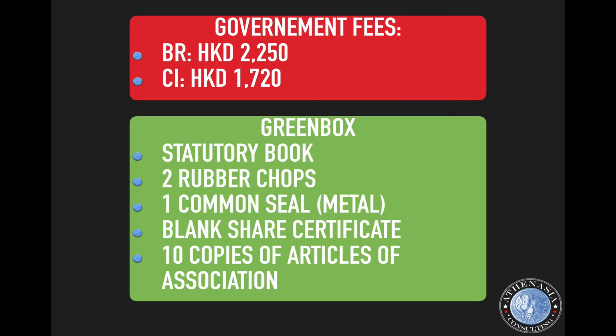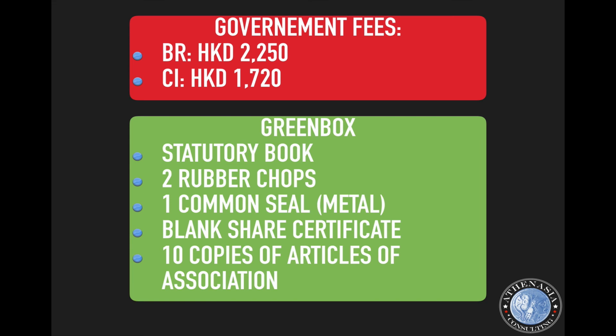So what you have inside: a statutory book. You have 2 rubber chops. You have 1 common seal. It's a metal seal that you will most likely never use. There are blank share certificates if you want to issue a share certificate to the shareholders. Now, the truth is everything is recorded online by your company secretary, so it's not really useful.